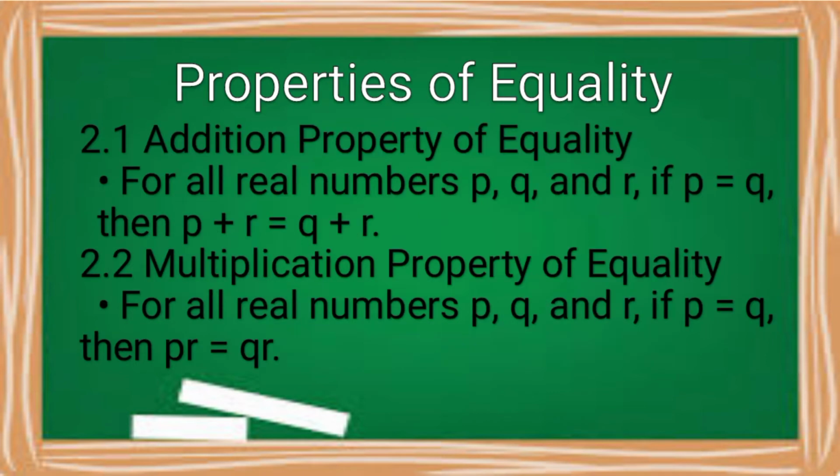Properties of equality. Addition property of equality: for all real numbers p, q, and r, if p is equal to q, then p plus r is equal to q plus r. Next, multiplication property of equality: for all real numbers p, q, and r, if p is equal to q, then pr is equal to qr. They are almost the same, but one is addition and the other is multiplication.